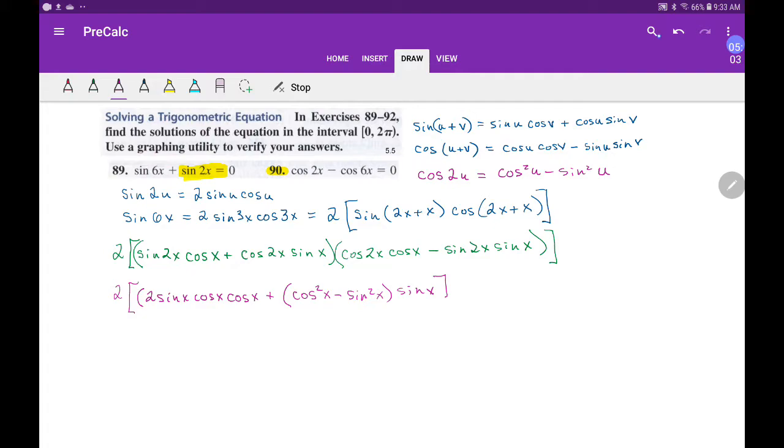I'm on parentheses here. And then times, is it times? Yes. Times cosine 2x, well, that's cosine squared x minus sine squared x. This times the cosine x, minus, again, I have 2 sine x cosine x, and then the sine x comes in there.